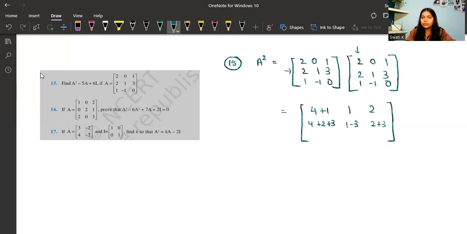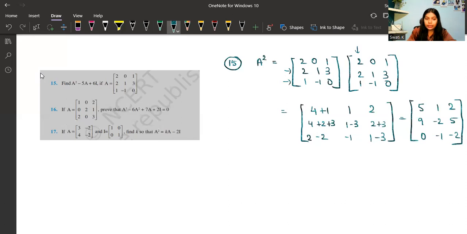Next, the third row, first column. So 1 times 2 is 2, -1 times 2 is -2, and then 0. Next, we have 0, -1, and then 0. And next, we have 1, -3, and then 0. So we got the value of A squared. That is 5, 1, 2. This is 9, -2, 5. And this is 0, -1, -2. This is our A square.